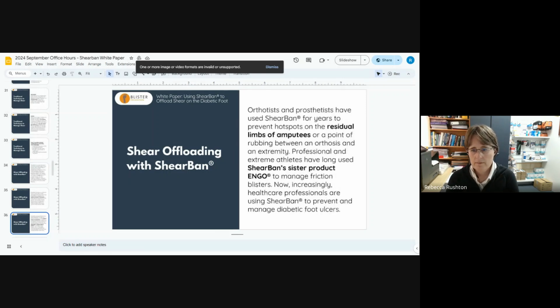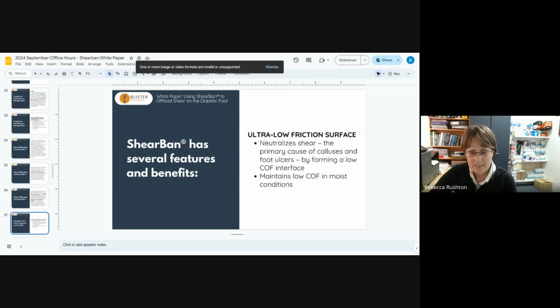Orthotists and prosthetists have used ShearBan for years to prevent hot spots on the residual limbs of amputees or a point of rubbing between an orthosis and extremity. Professional and extreme athletes have long used Engo to manage friction blisters. Now increasingly healthcare professionals are using ShearBan to prevent and manage diabetic foot ulcers. I would say this hasn't really caught on. So back in 2010 till now, I'm not sure it's really gained the traction, pardon the pun, that it probably should. But anyway, that's just me.